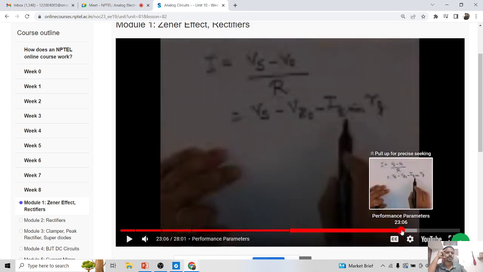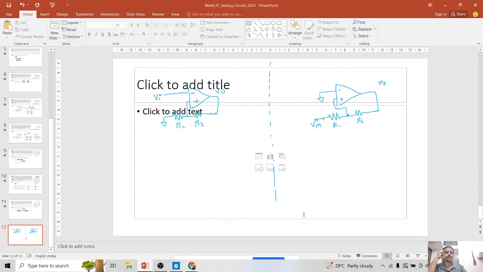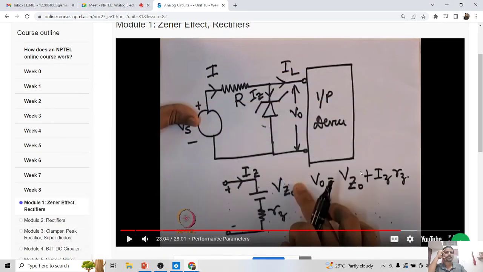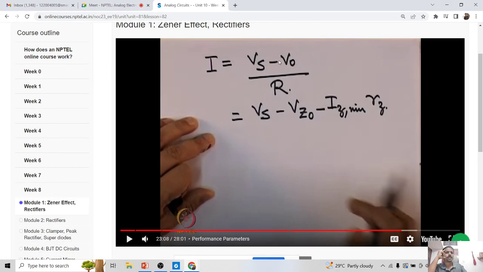No, here it is like V set naught plus I set R set, right? Here we substituted that. That's it. Anyway, I'll check. So V naught is V set plus I set R set, right? So he has just substituted that, minus V naught, right? So minus of this one, minus of this term.